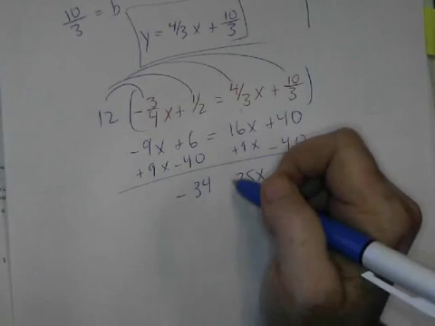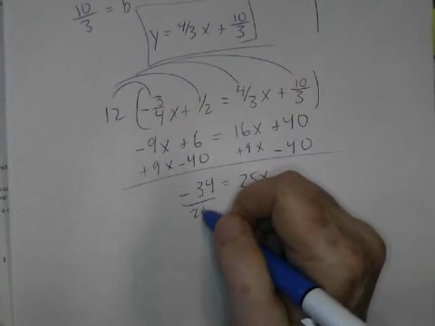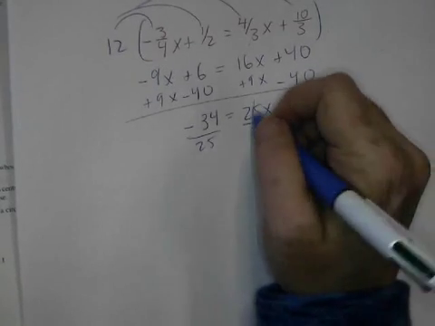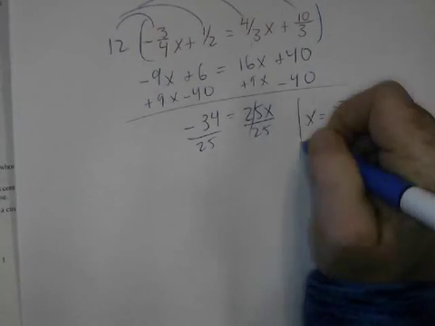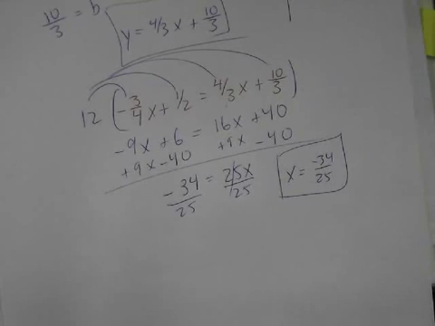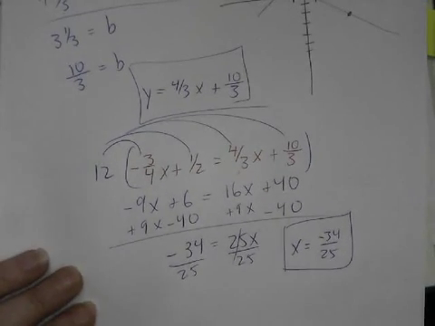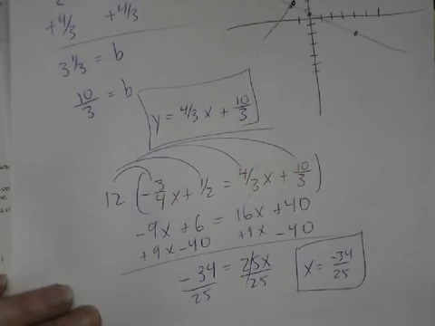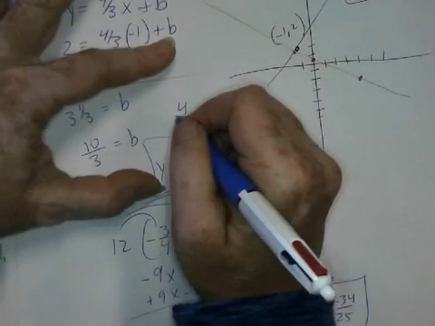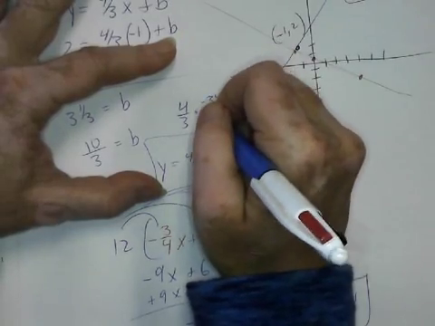Yeah, so negative 34 over 25, so that's what x equals. Negative 34 over 25, and then we can find y, we can plug in y somewhere. So that's ugly wherever you put it, so I used to just put it, maybe right here or something. So 4/3 times negative 34 over 25 plus 10/3.